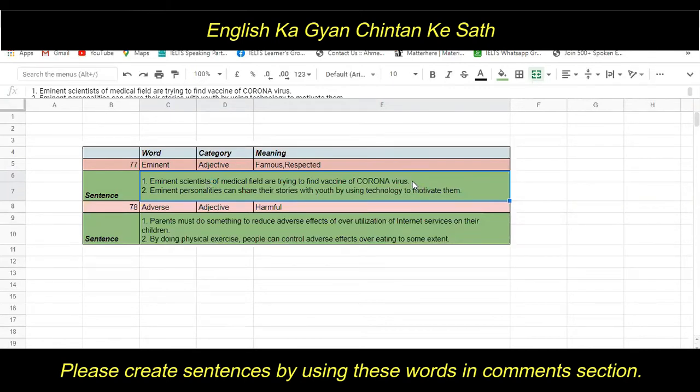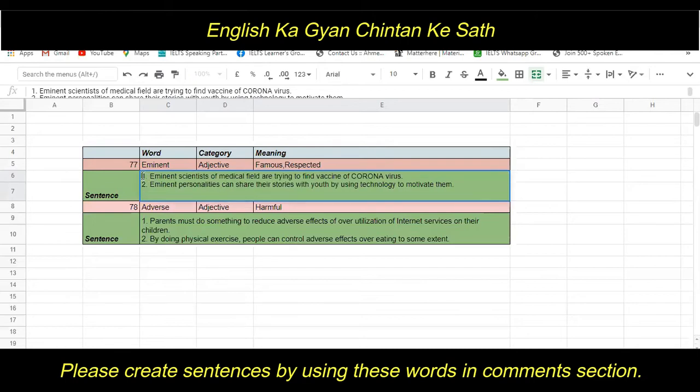Now let me start the discussion of the sentences that I have created for this particular eminent word. The first sentence that I have created is: eminent scientists of medical field are trying to find vaccine of coronavirus. It means all the famous scientists of medical field throughout the world are trying to find the vaccine of coronavirus to save the world from this pandemic. So that is the meaning of the sentence. I have utilized the eminent word instead of famous, or instead of respected, right?